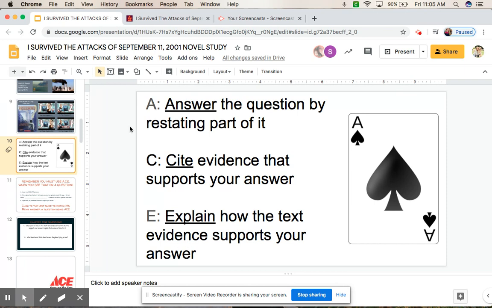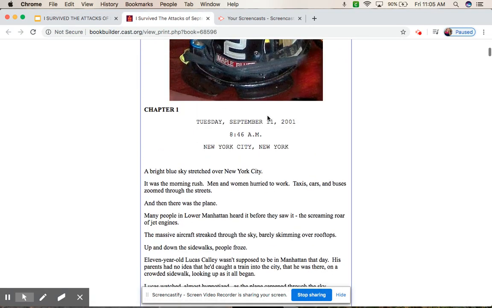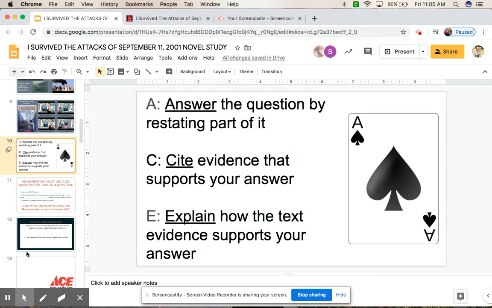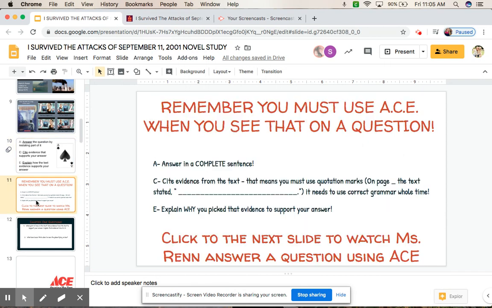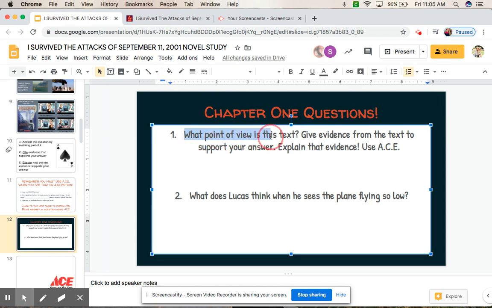So we're going to pretend that we just finished our book. We just finished reading chapter 1, and we're going to dive into answering the chapter 1 question together. And we're going to make sure that we remember to use the ACE strategy. So what point of view is this text? Give evidence from the text to support your answer. Explain that evidence. Use ACE.